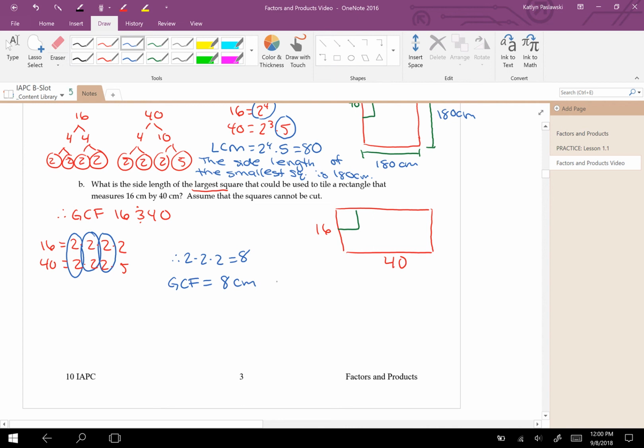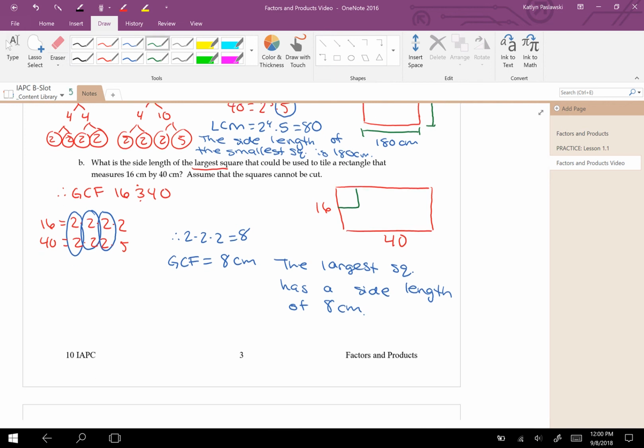How do I put that in a sentence? The largest square has a side length of 8 centimeters.